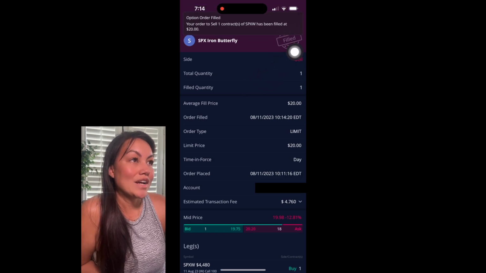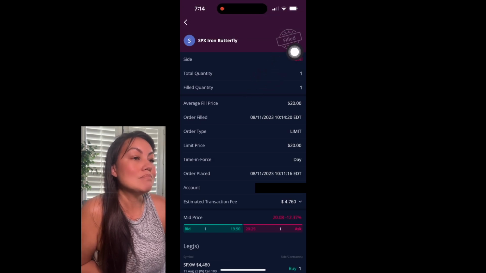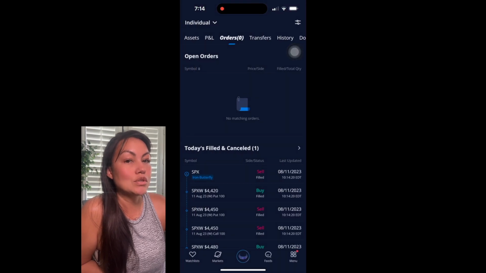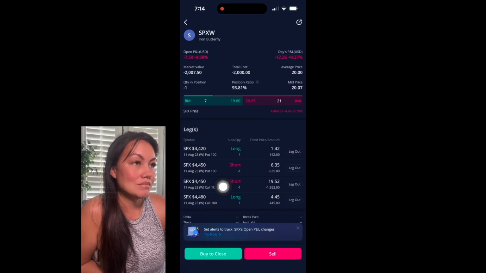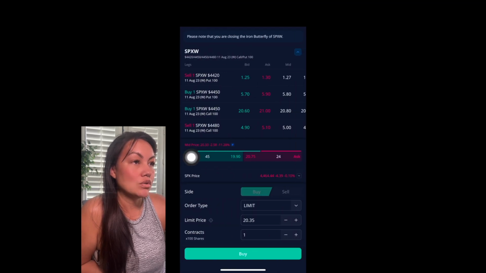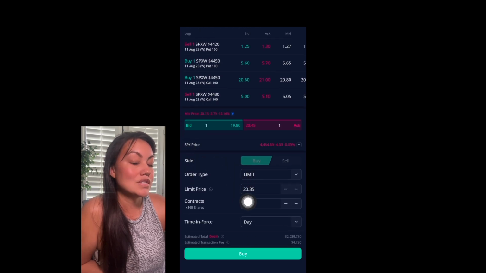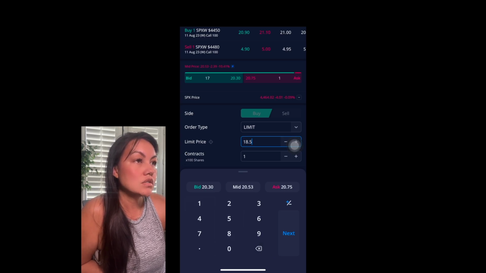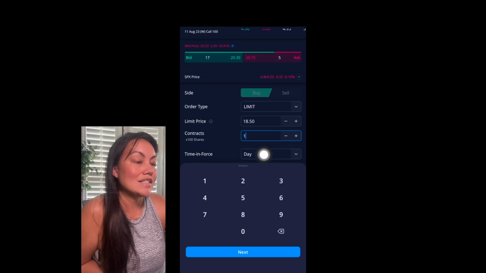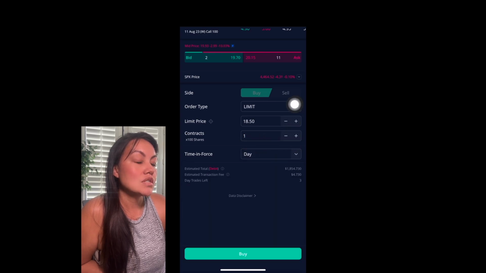Now that my order has filled, I'm going to immediately set up my buy to close order, my take profit order. So go back to your assets screen, tap SPX, then tap buy to close. And I almost always take profit at $1.50. That's my go-to take profit price. So $20 minus $1.50 is $18.50. And I'm just going to send this order as a sort of placeholder for now.